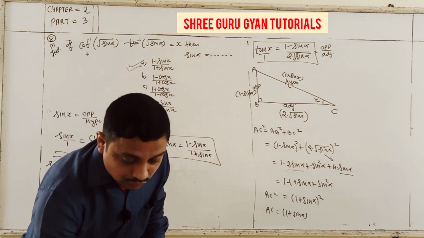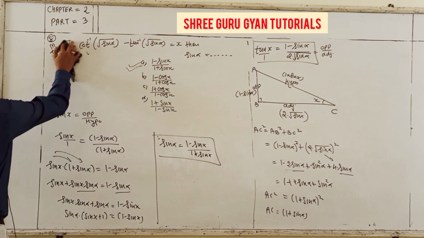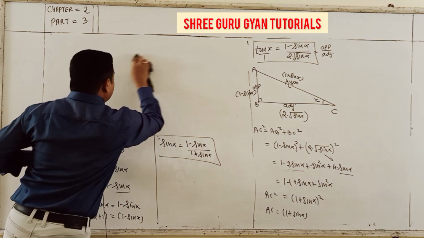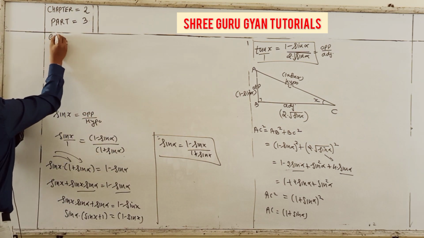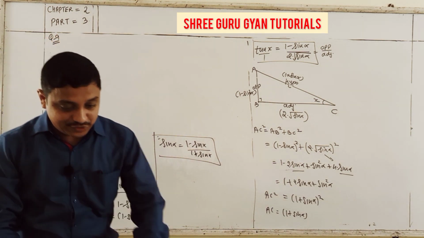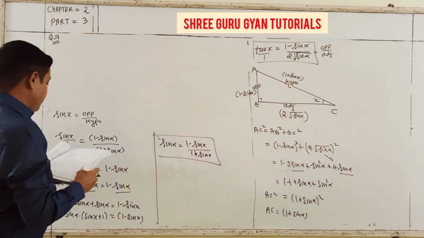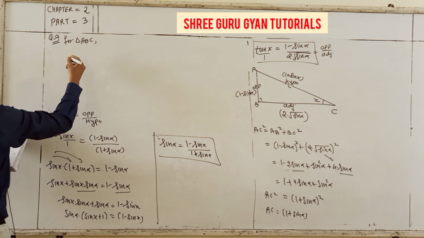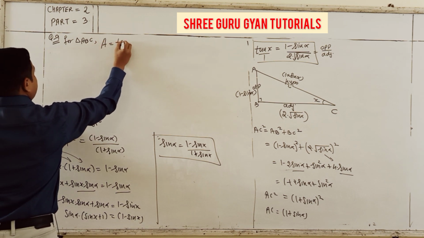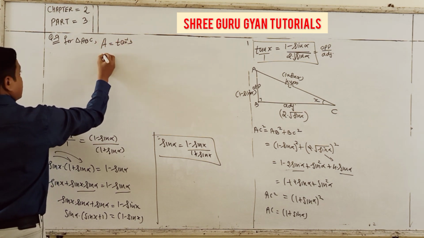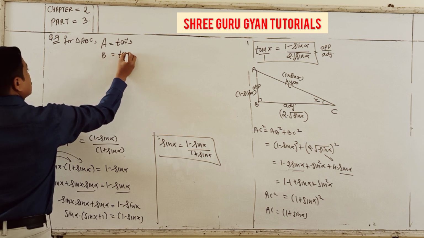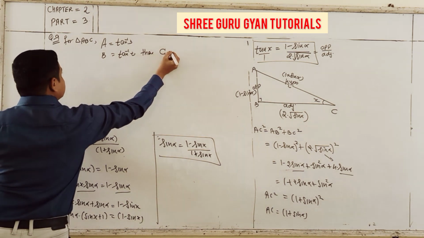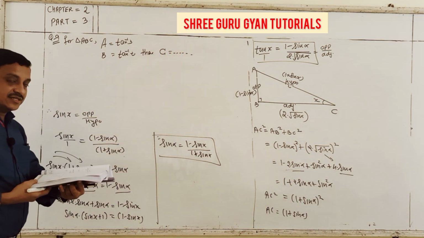Next, moving towards question number 9. Our ninth one. Also very interesting questions. For the triangle ABC, A becomes tan inverse 3, B becomes tan inverse 2. Then asking what is the C angle? Only the C angle is asked, students.